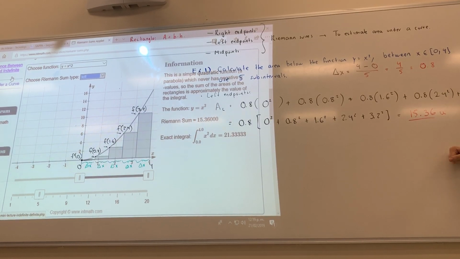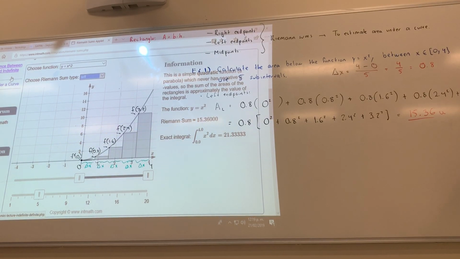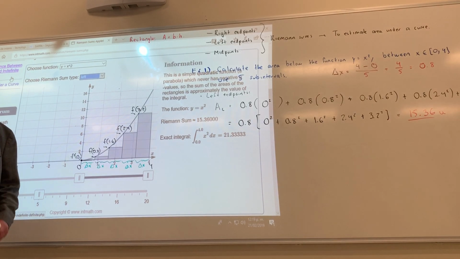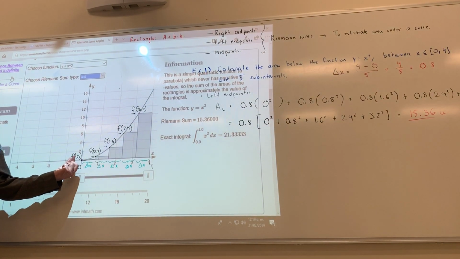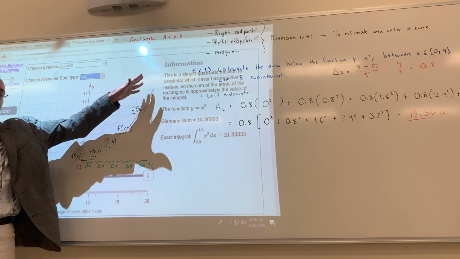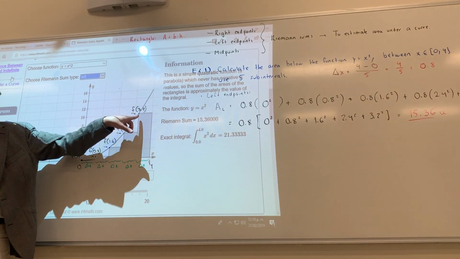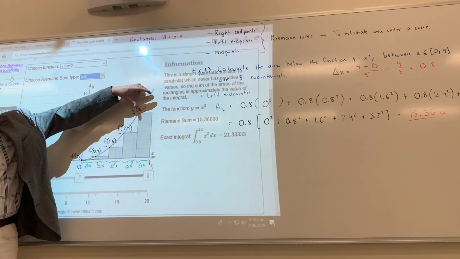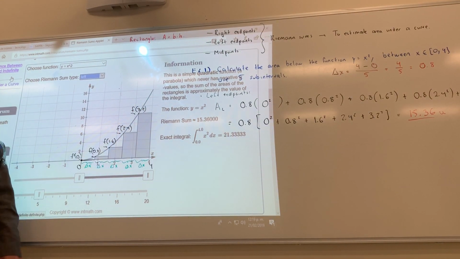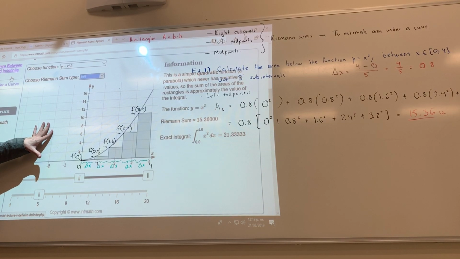Why didn't we reach the height of 4? Because of this. Left endpoints. Since I'm choosing the left endpoint of the rectangle, the last rectangle doesn't get to the 4, just to the 3.2. But even then, you have an extra part that is not considered for the estimation. Do you understand that?